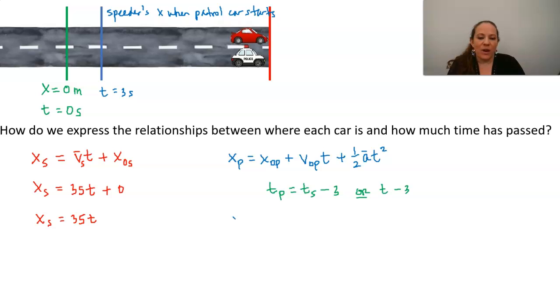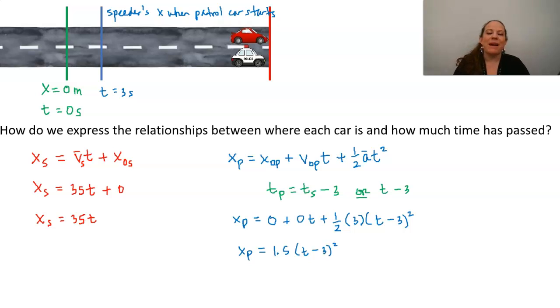And our patrol car had an initial position of 0 meters and an initial velocity of 0 meters per second. And then we'll have 1/2 times 3 times that t minus 3 quantity squared. I'm just going to leave this for the moment as 1.5 times the quantity t minus 3 squared, and we'll expand that a couple slides ahead when we get to the algebraic solution.